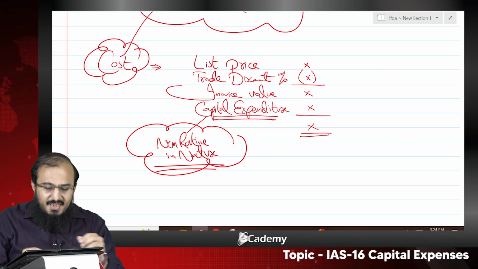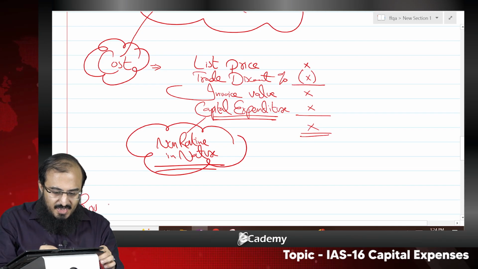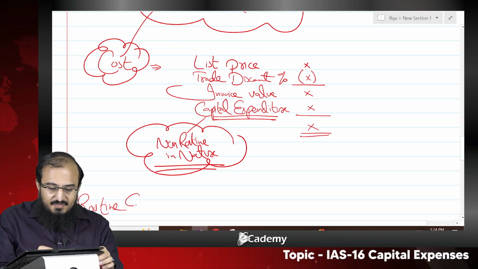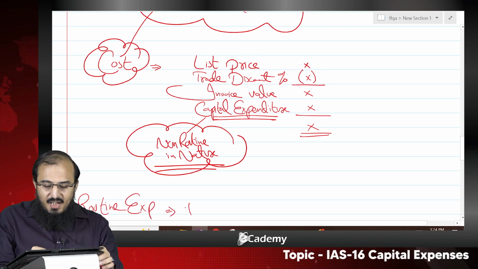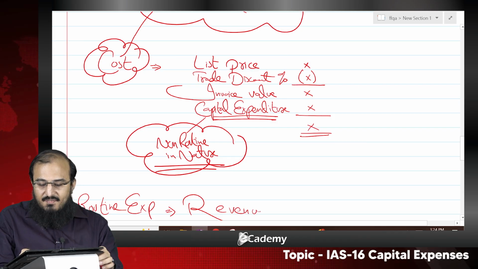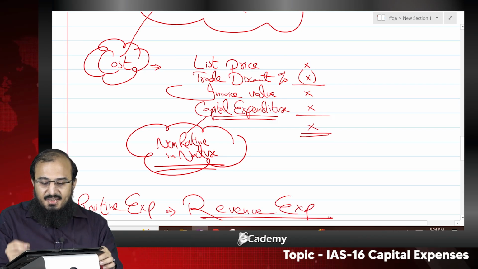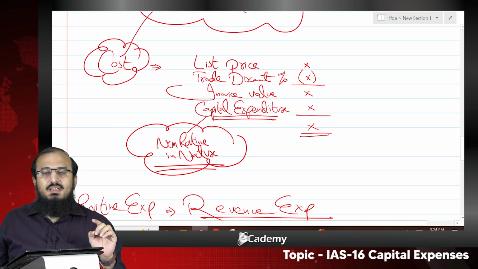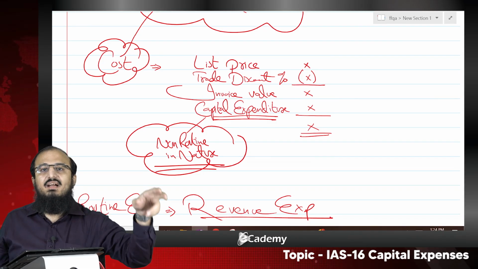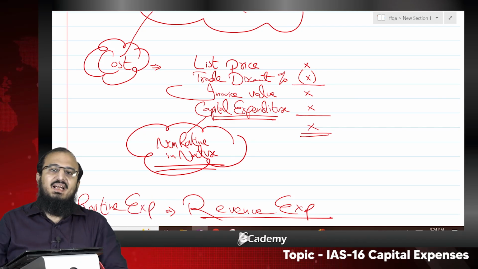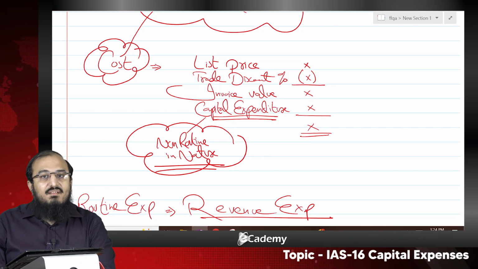So, sir, is there any name for routine expenses? So yes, any expenses which are routine expenses are known as revenue expenses. Capital expense, one time. Revenue expenses, again and again. After a regular interval, if we are incurring any expense, it's a revenue expense.